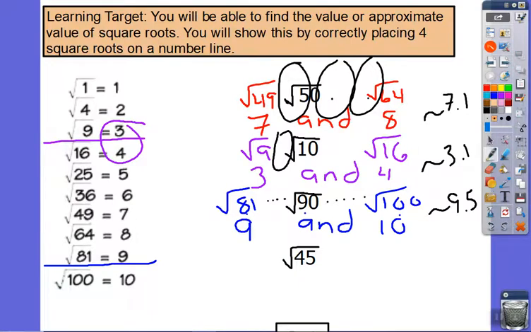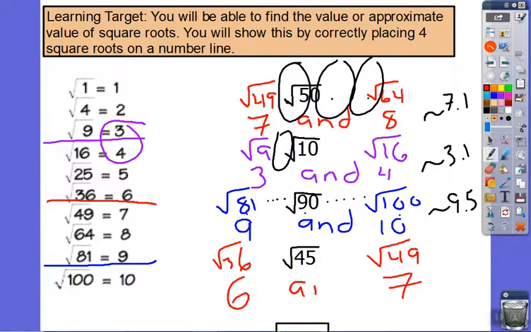Okay, square root of 45 is between which two? It is here between 36 and 49. So what makes 36 is 6. What makes 49 is 7. So it is somewhere between 6 and 7.